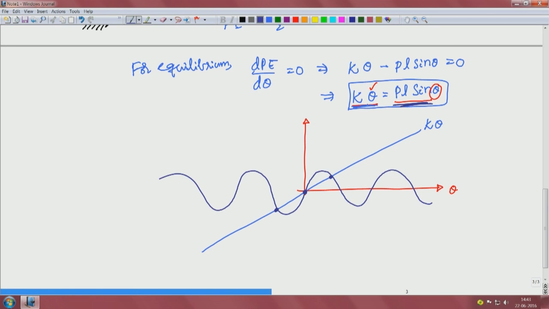where kappa theta and this other one, which is P L sin theta, meet. Now we see that depending on the value of kappa, the number of solutions changes. If kappa were to be very high and the curve were to be like this, some kappa hat which is very large, larger than kappa, we have 0 as the only solution of this equation. As kappa decreases or P increases, more and more solutions come, right.